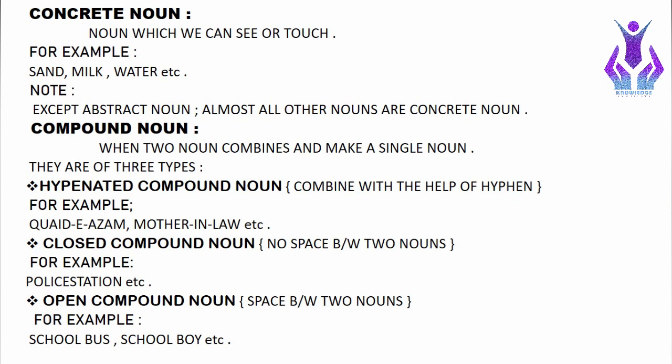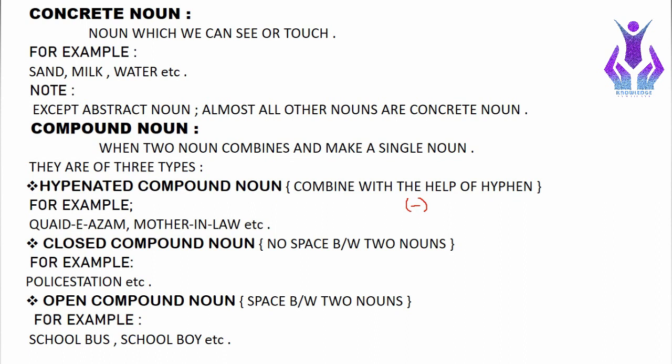Next and the last kind of noun is compound noun. When we combine two nouns to make a single noun, it is called compound noun. Compound noun is further divided into three types: hyphenated compound noun, closed compound noun, and open compound noun. Hyphenated compound noun is the one which is combined with the help of a hyphen. Hyphen is this sign, a small dash between the two nouns. For example, Qaid-e-Azam, mother-in-law. So these are called hyphenated compound nouns.